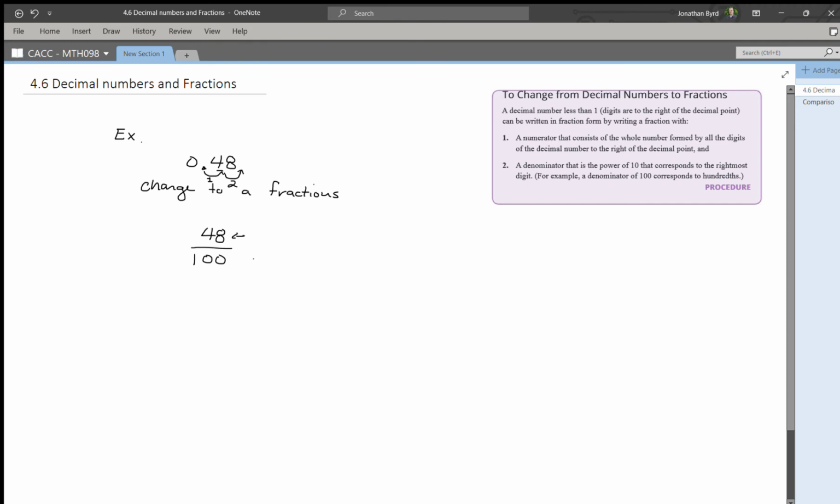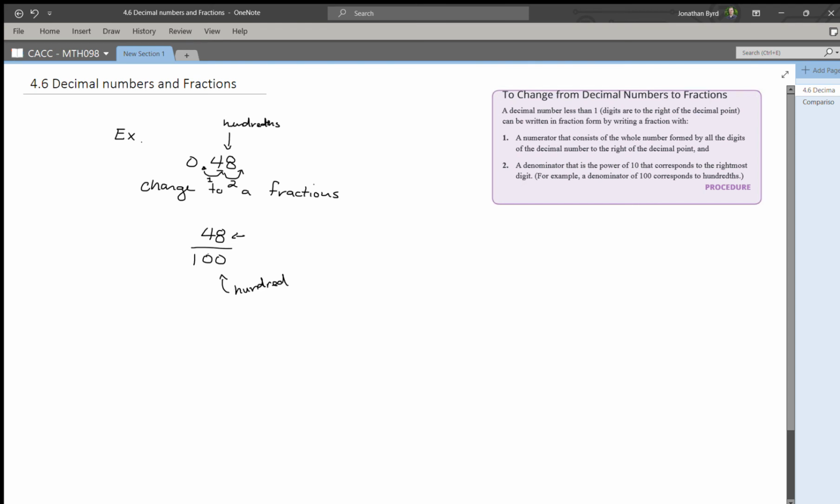And the denominator is the power of 10 that corresponds to the rightmost digit. The rightmost digit is the 8. That's in the hundredths place. So then this should be 100. So 48 over 100 is the fraction form of 0.48.